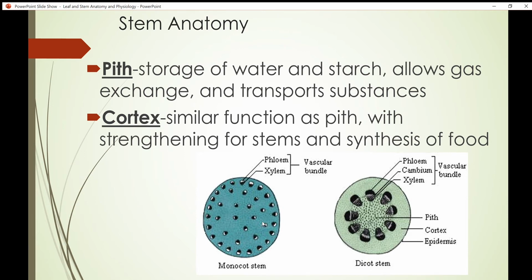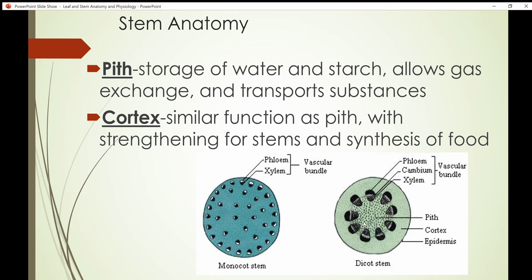So if we look on the left of this picture, we have the xylem and phloem and the vascular bundle, and that's for a monocot. And you're going to notice that they're very scattered. There's no pattern really, except for outside there's a ring, and then they're really quite random in the middle.